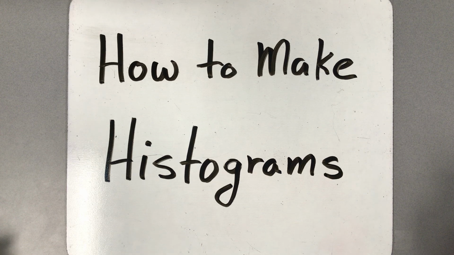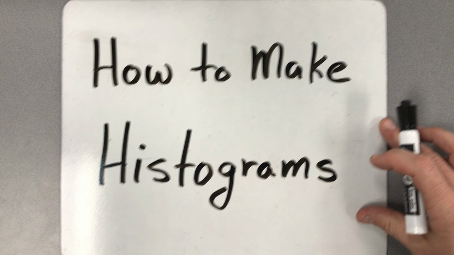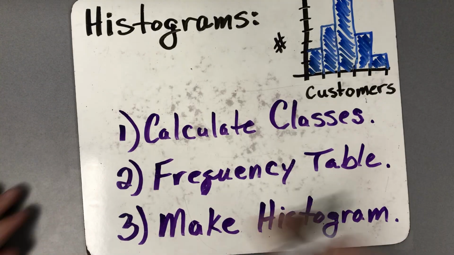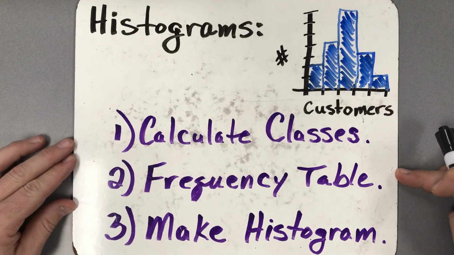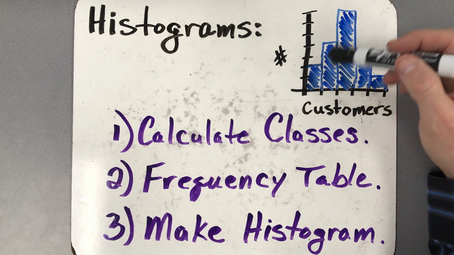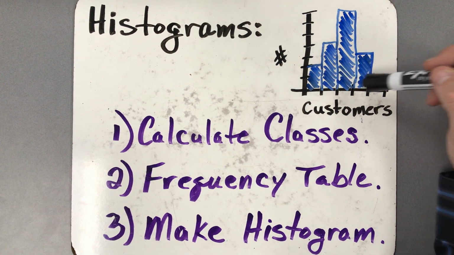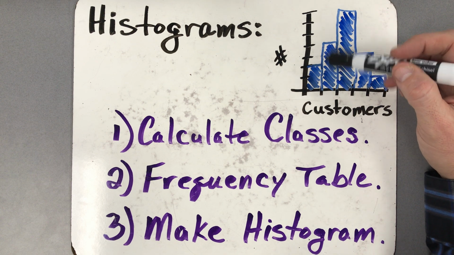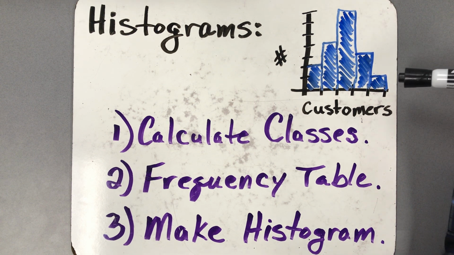All right, this video is going to walk you through how to make histograms. The first thing you might be wondering is, what is a histogram? Well, a histogram kind of looks like a bar chart. It's a graph that shows the distribution of data across different intervals. And each of these intervals are called classes. And in the graph itself, you're trying to say how often each data value fell underneath these different intervals or classes.